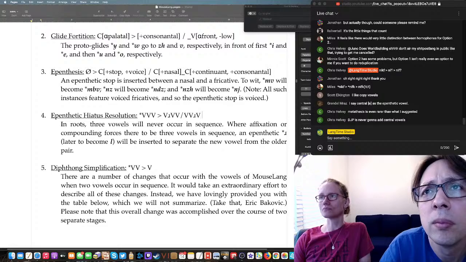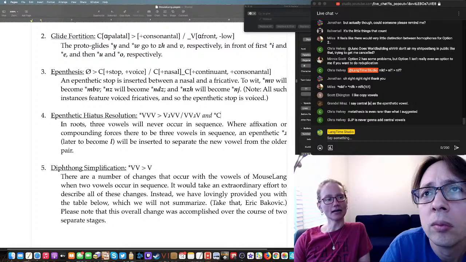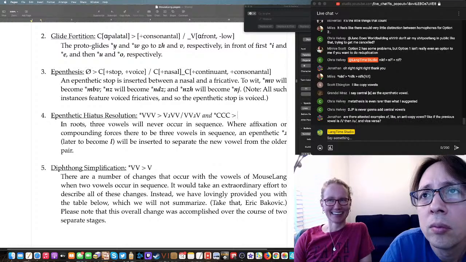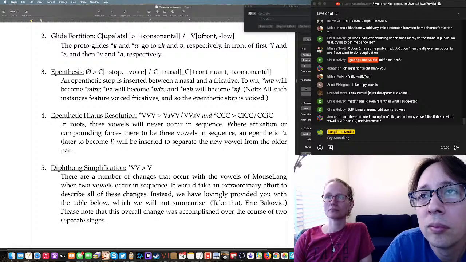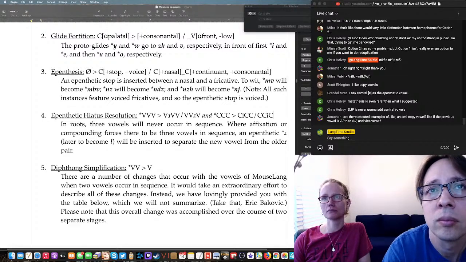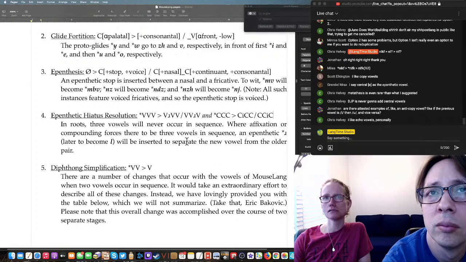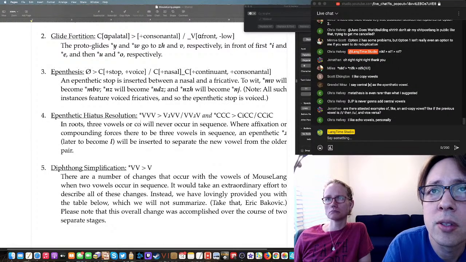Grendel wants the central vowel as the epithetic, for vowels or consonants.